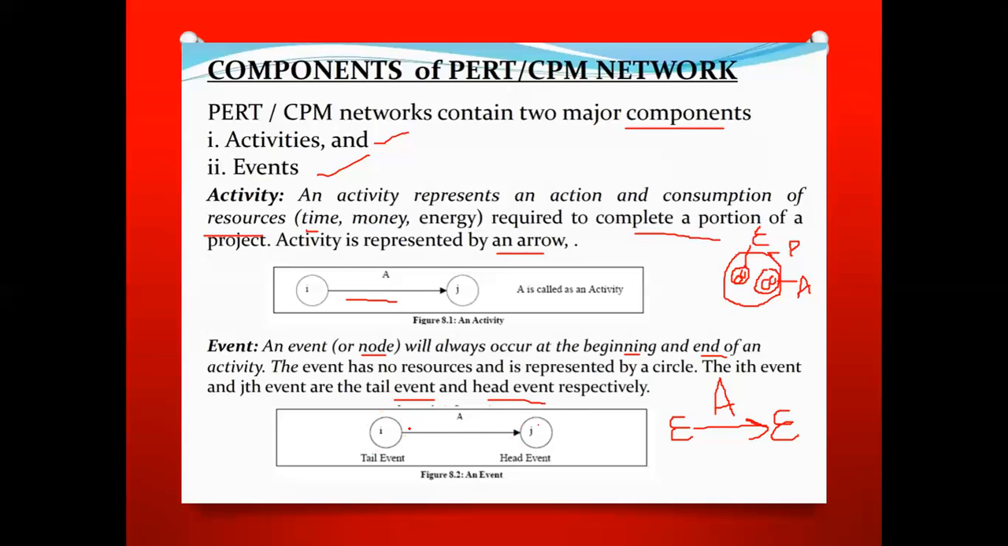Got a point? Okay, now the activity we are showing as an arrow, and event or node we are showing in a circle form. So activity lies between the two nodes or events. That is the meaning. See this important slide. Activity means if you draw an arrow between two events, that is called an activity. Event or node means drawing circles at the start and end of the arrow and giving them a name, that is an event.